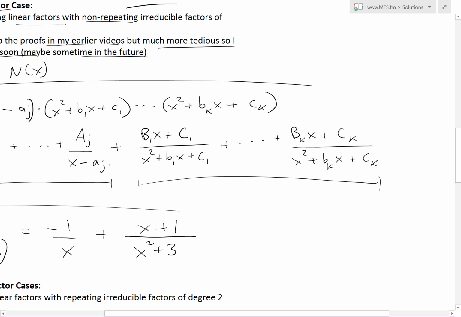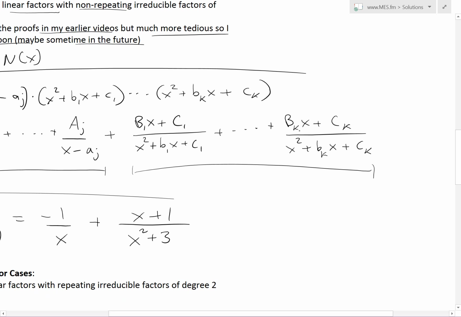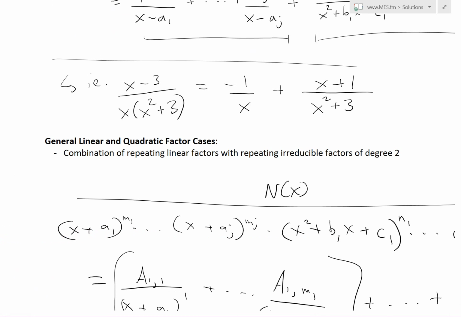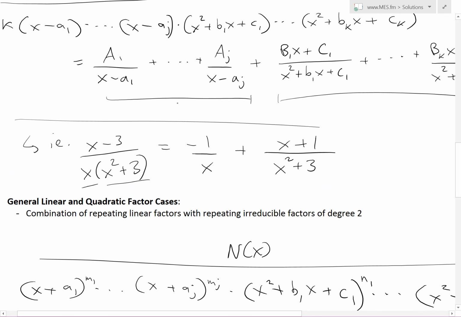So as you can see here, we have two parts, the linear and then the nonlinear. We have to account for each one. So there are the coefficients b1 and c1, and then there's bk up to ck inside, so there's an x there. One example is right here: x minus 3 divided by x times x squared plus 3. So this is nonlinear, linear. Now we get the partial fraction of negative 1 over x, which is, let's say, the first part, and then the second part, over x squared plus 3. That is a nonlinear factor, so there's an x plus 1. So in this case, our b and c are both 1.